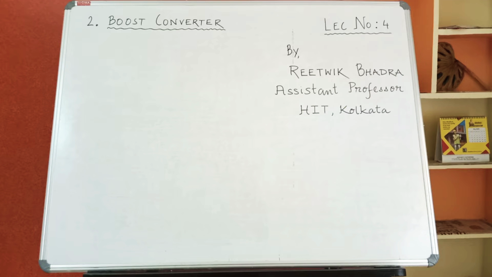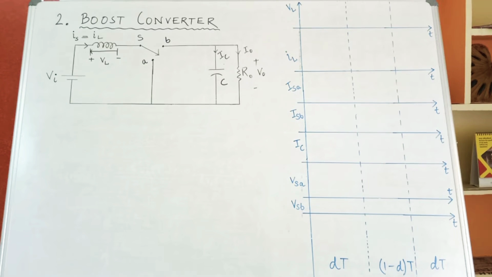So let's jump into the topic and understand the basic operation of the boost converter. Hence, I have drawn the basic circuit of a boost converter over here, which consists of a DC source Vi in series with an inductor. Then there is a single pole double throw switch with one fixed point S and two throws A and B. The B point is connected to the resistive load, and across the load a capacitor is connected to reduce the voltage ripple.